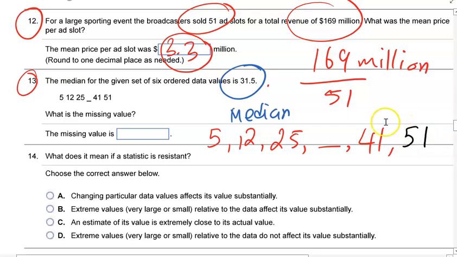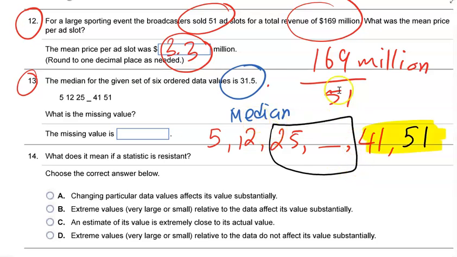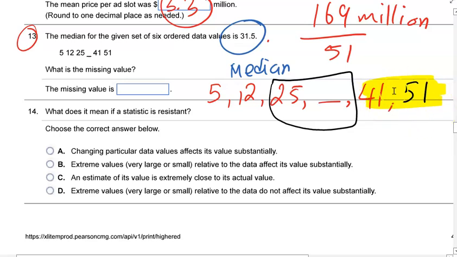The median is going to be 31.5. Notice that there are 2 values that are in the middle. Two values are on the left of these 2 values, and 2 values are on the right of these 2 values. The median is somewhere here, and we're looking for what the missing value equals. Let's say this is x.